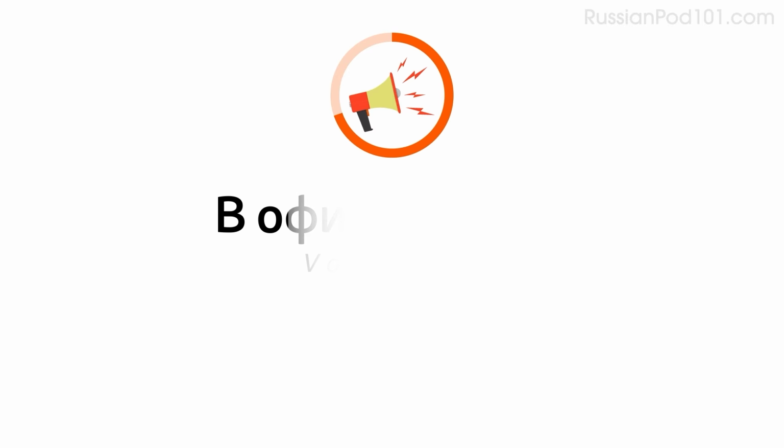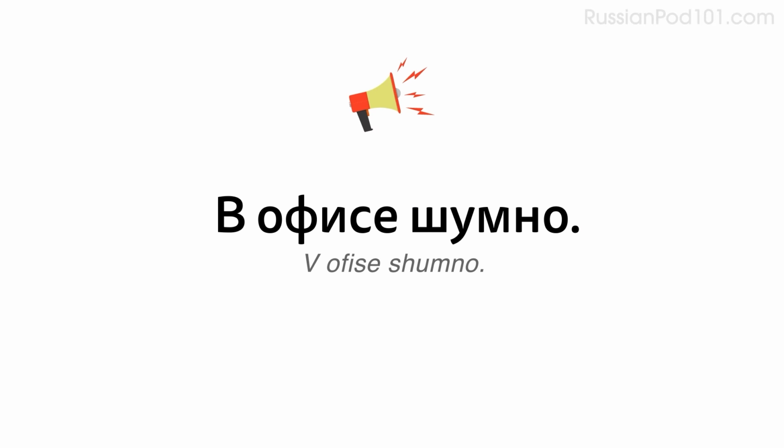Now imagine the office is noisy. Do you remember how to say noisy? Шумно. Say, the office is noisy. В офисе шумно. Now, answer the question saying the office is noisy. В чем дело? В офисе шумно.